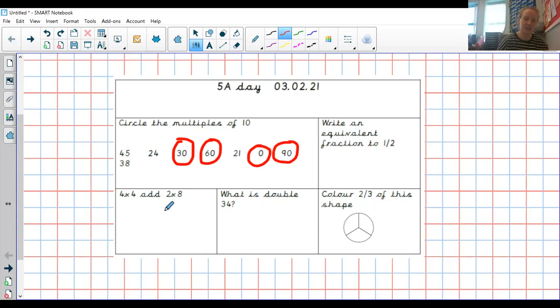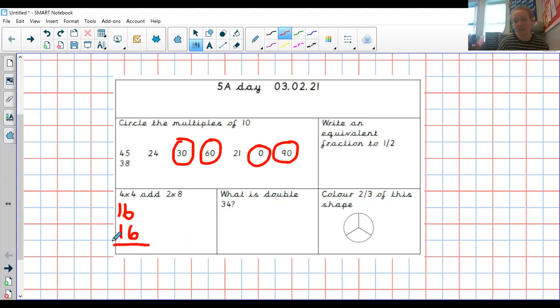I'm going to move down here now to this one because it's a little bit like a two-step type of problem really, because you've got to do some multiplication and some adding here. So 4 times 4, you should have got 4, 8, 12, 16 there. And we're adding that to 2 times 8. 2 times 8 is also 16. So you could have used your 2 times table or your 8 times table there. And you have to add them together.